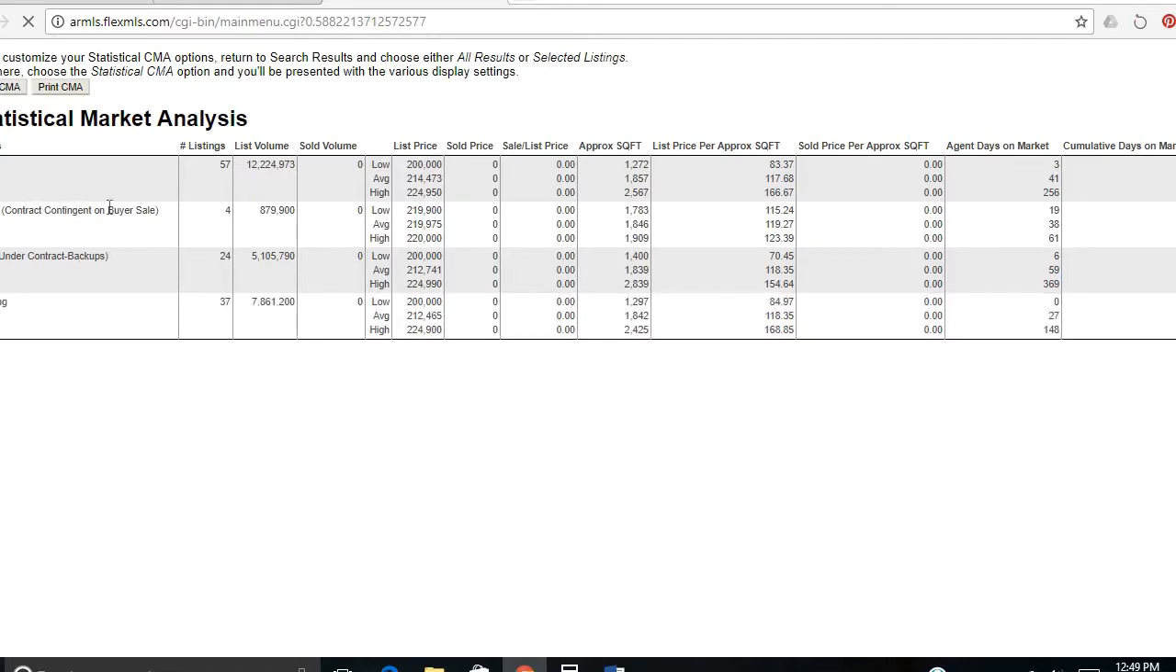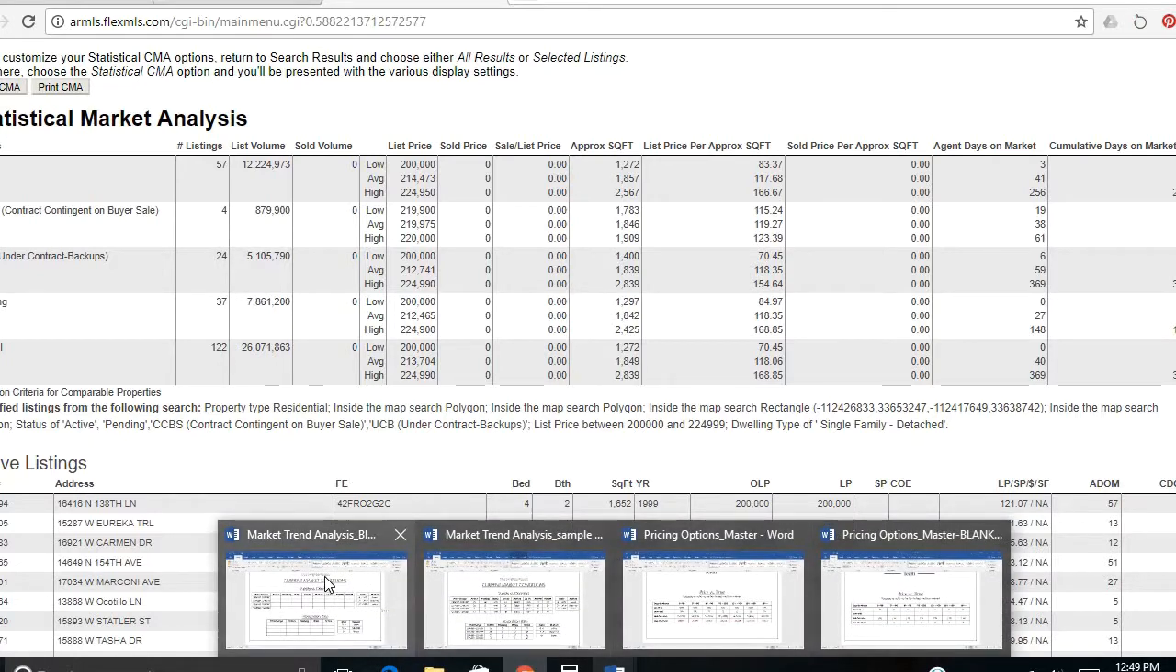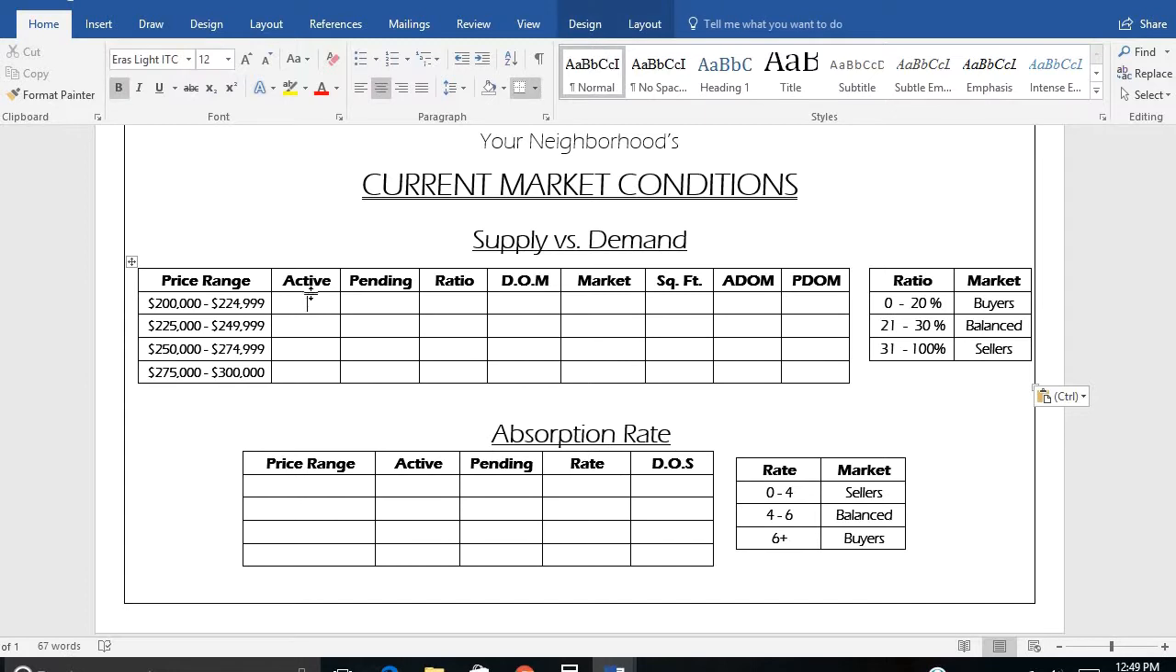Now this screen capture is cutting off, but this bracket here is active, CCBS, UCB, pending, and then overall. Active we have 57 properties, and for pending we need to add all three of these categories together. I'm not quick on math. That's 65. So 57 active and 65 pending. We're just going to pop those in here.